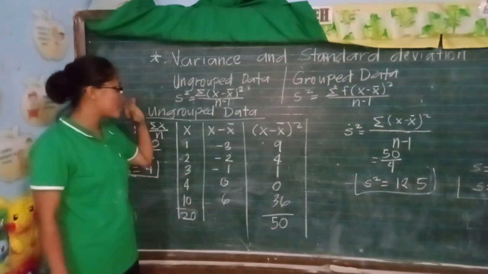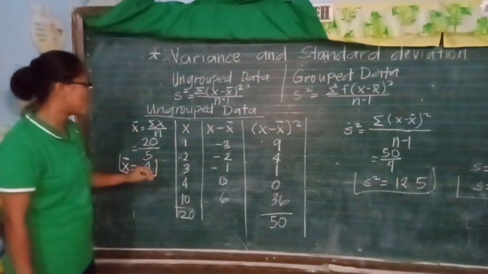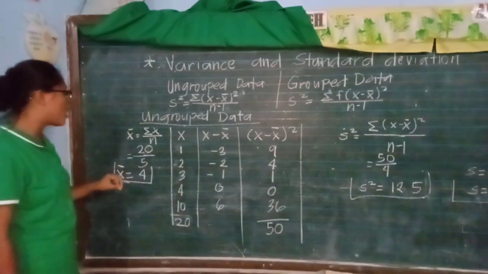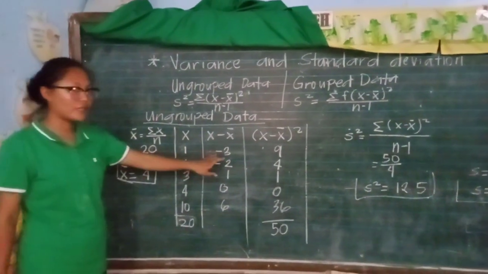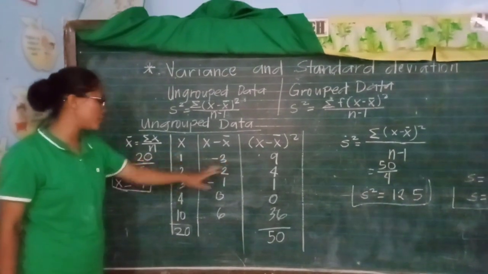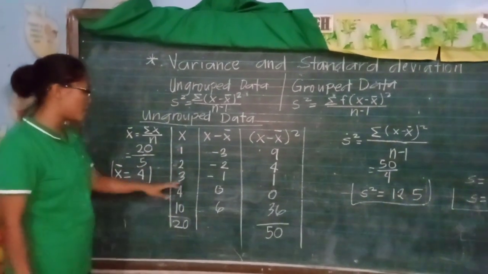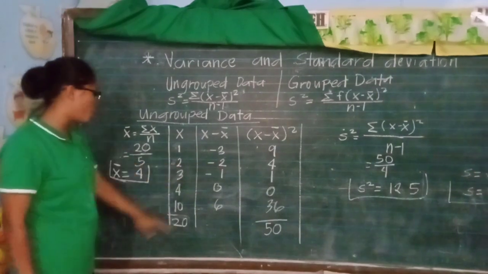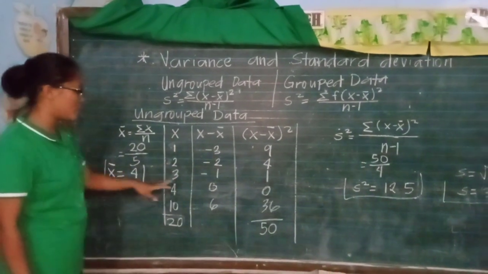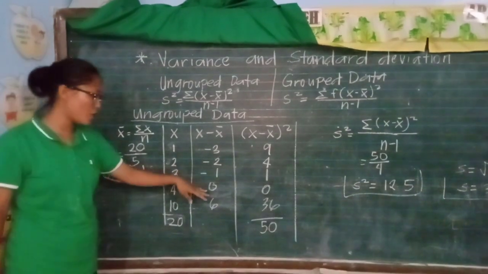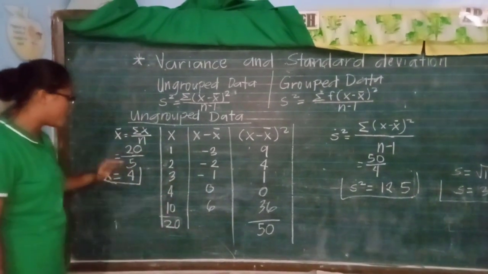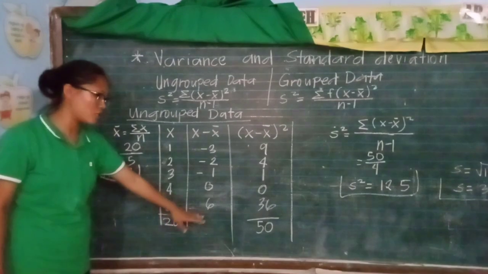To get this next column, we will subtract our x to our mean, and that is 4. 1 minus 4 is equal to negative 3. 2 minus 4 is equal to negative 2. 3 minus 4 is equal to negative 1. And 4 minus 4 is equal to 0. 10 minus 4 is equal to 6.